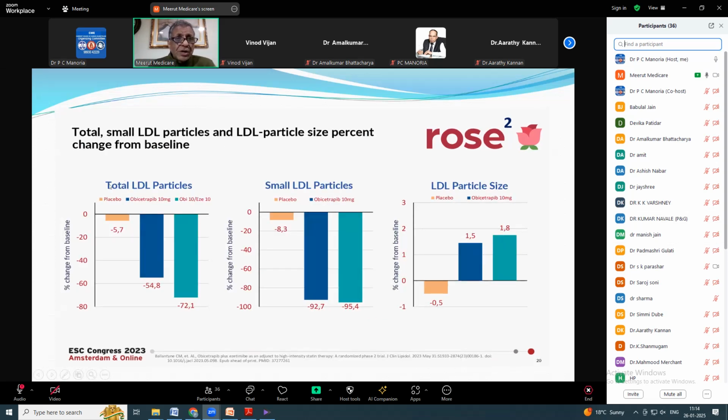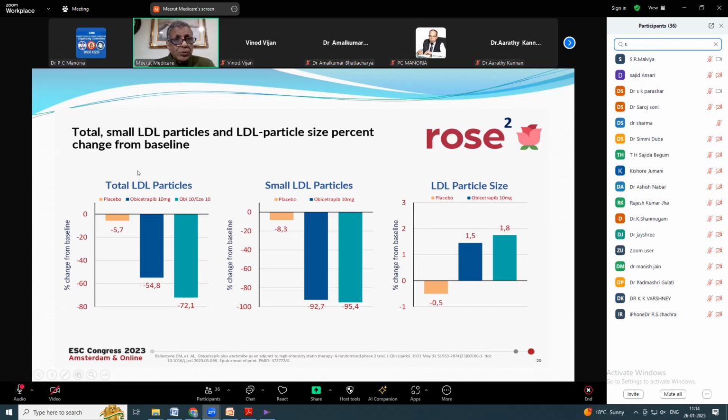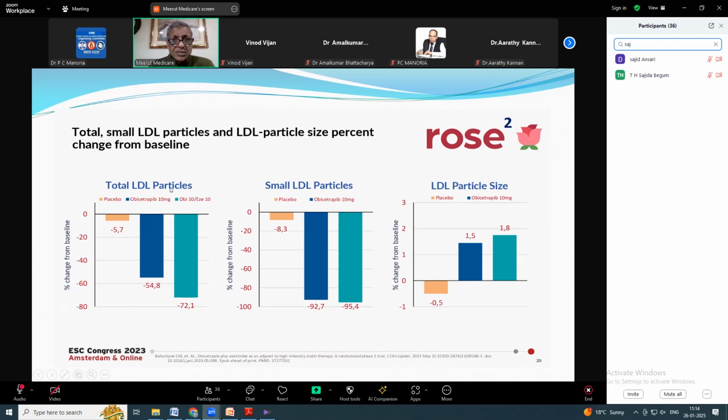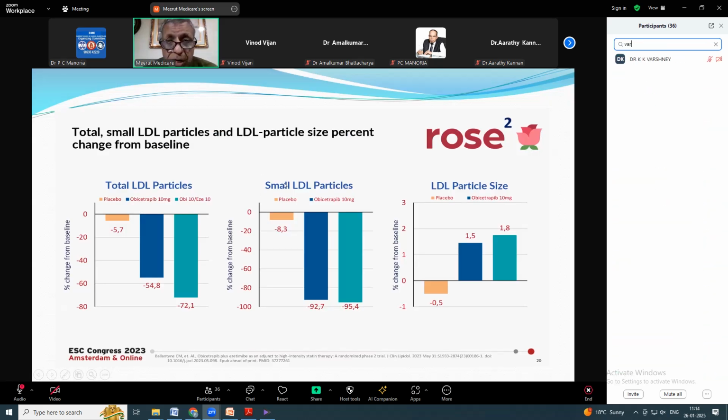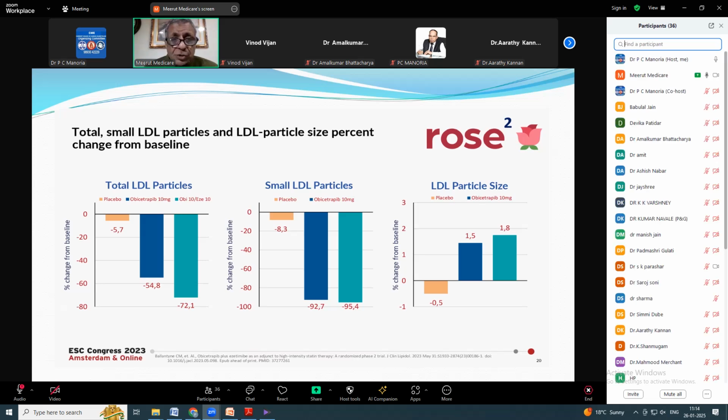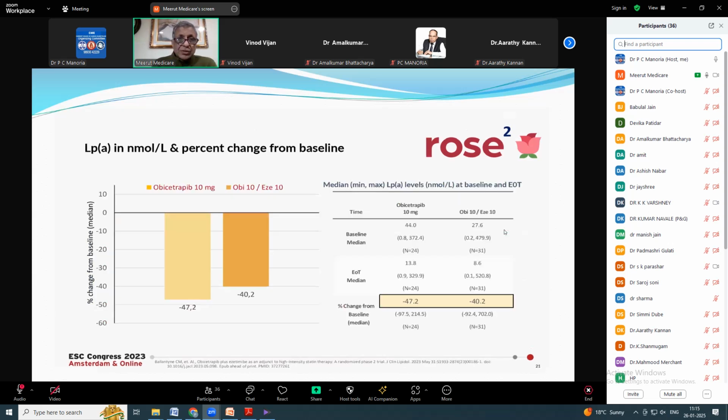Another thing you have to understand is LDL particle size. Although Dr. Piyush was not happy with the particle size, I am very concerned about small LDL particles. They are like LDL bullets. Their size is so small that they pass through the gap junctions, not through transcytosis. And the only drug available today to reduce small LDL particles, which is the problem in diabetic patients, is obicetrapib, because it reduces small dense particles. It increases the size of LDL particles. As the size becomes bigger, they become less atherogenic.